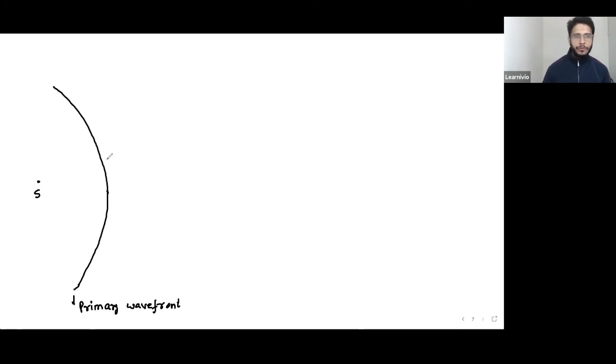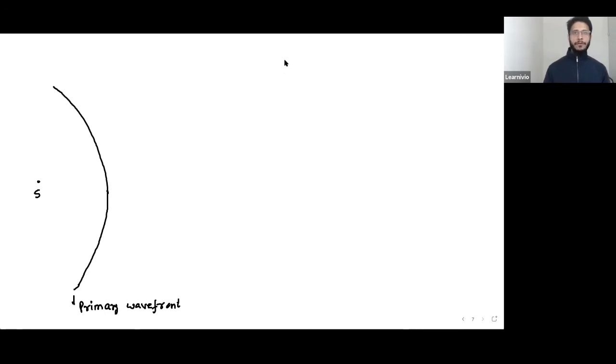I'm not drawing the full wavefront. I'm just showing how the light will propagate in this direction. If I draw the complete circle, then I'm just repeating the same thing. I'm showing how light travels in the forward direction, also in the left side direction. So I'm just taking a portion of the sphere. So this is the first point. Source will generate a primary wavefront.